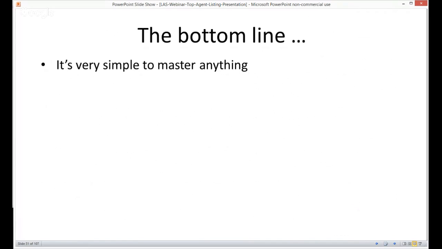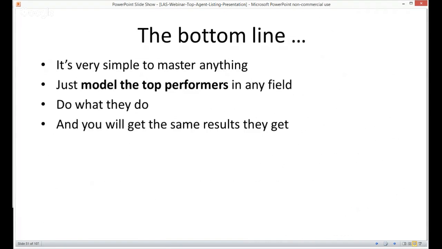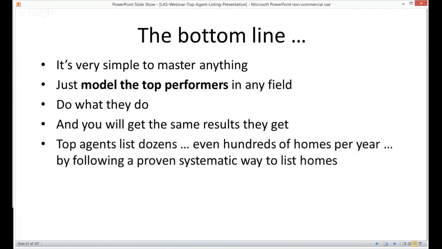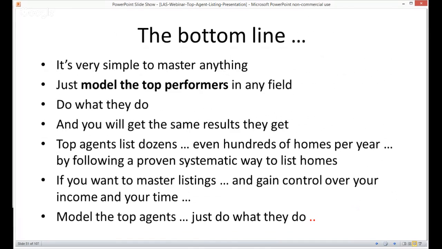So the bottom line is this: it's very simple to master anything, really is. If you want to master any idea or topic, there is a way to do it. And it's just go out and model the top performers in that field. Find out what they're doing and do what they do. So once you get that down and you do what they do, you're going to get the same results that they get. Top agents list dozens, even hundreds of homes per year by following a proven, systematic way to list homes. So if you want to master listings and gain control over your income and your time, model the top agents. Just do what they do.